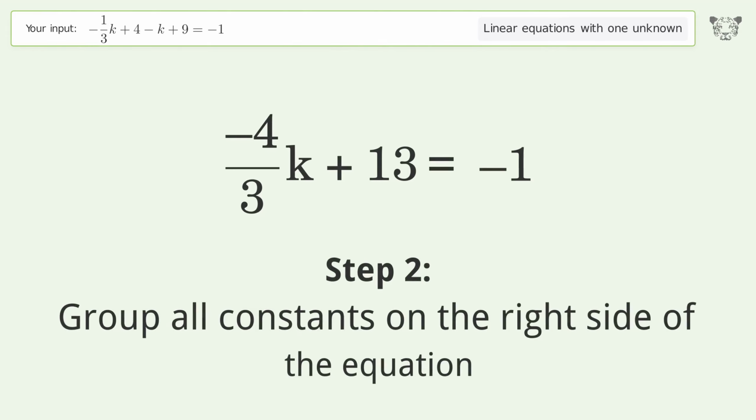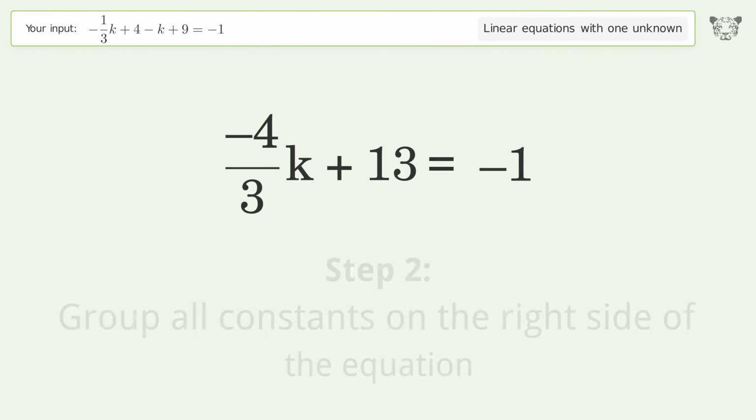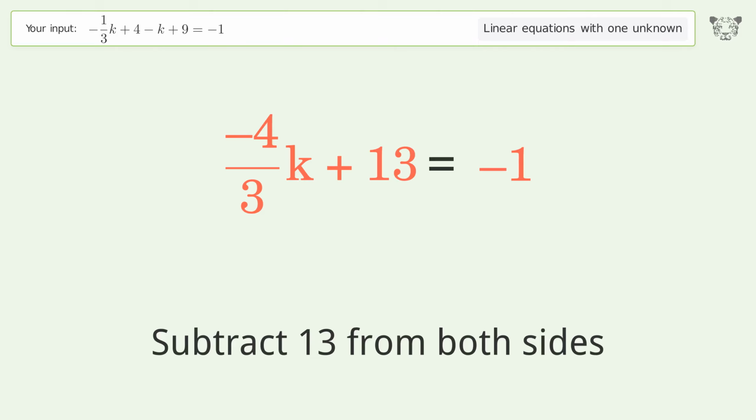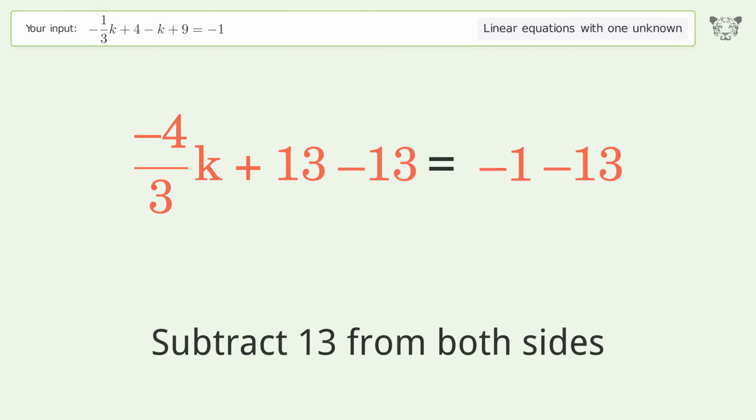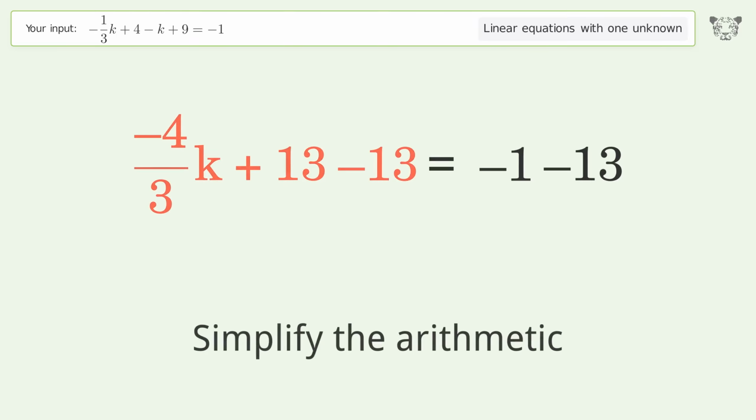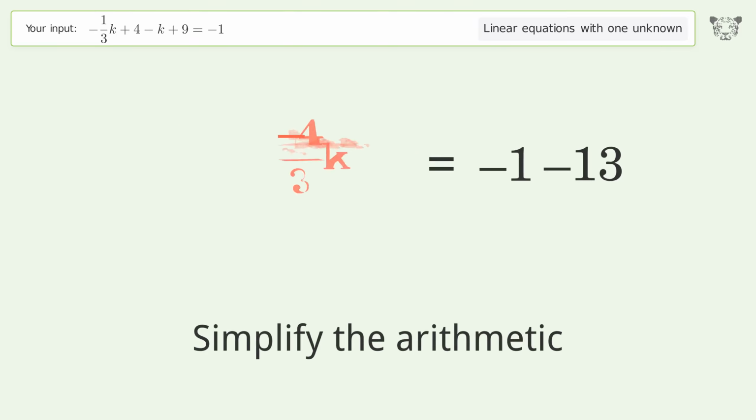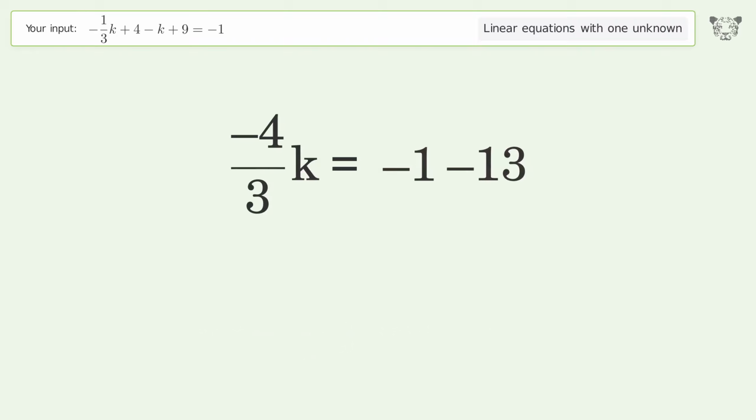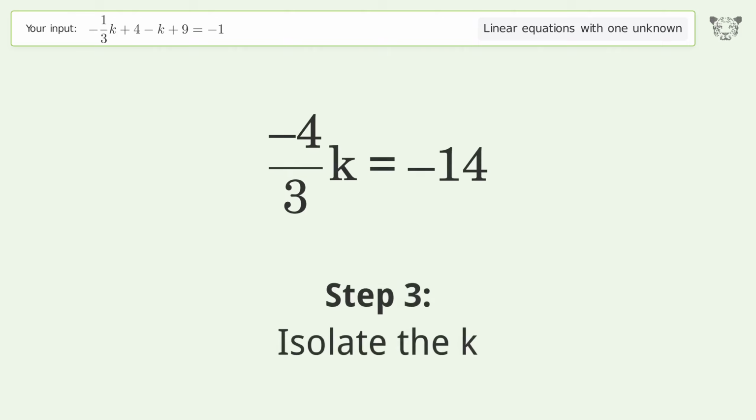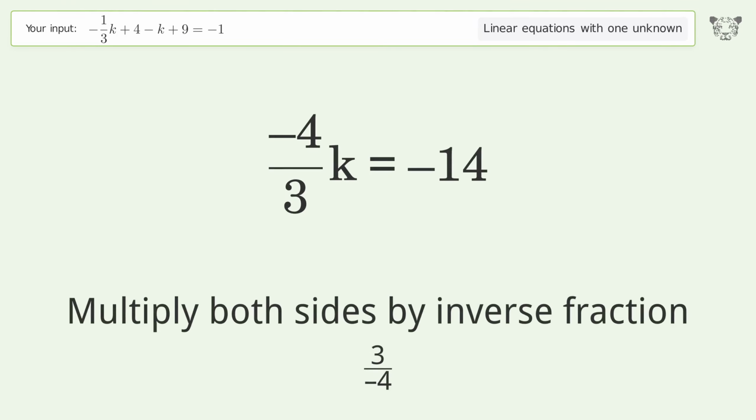Group all constants on the right side of the equation. Subtract 13 from both sides. Simplify the arithmetic. Isolate the k. Multiply both sides by inverse fraction 3/-4.